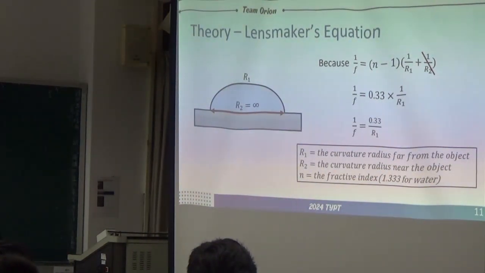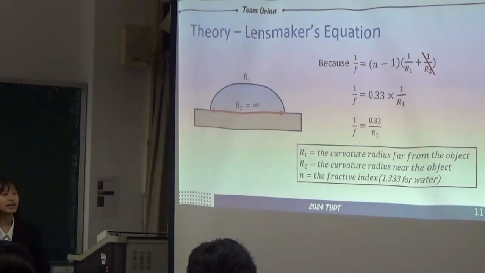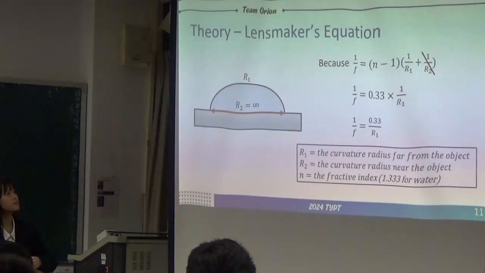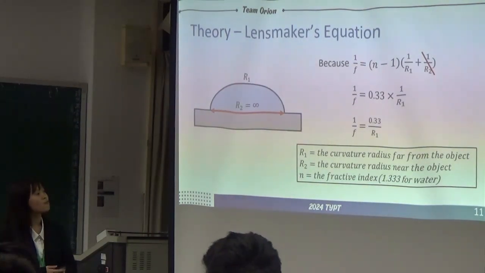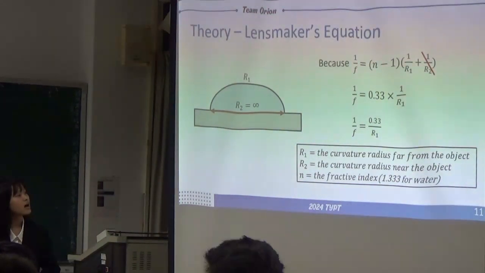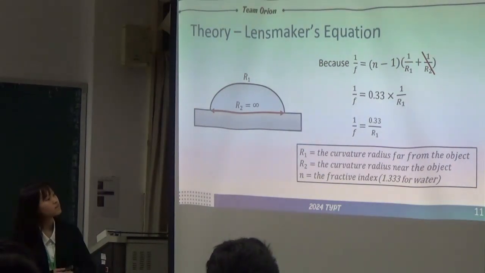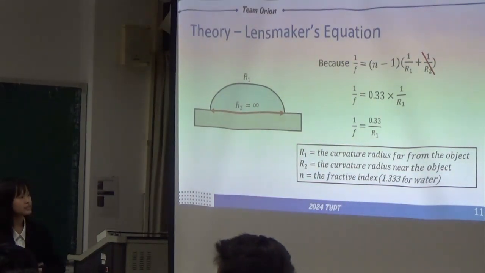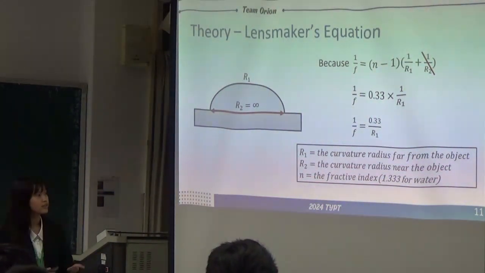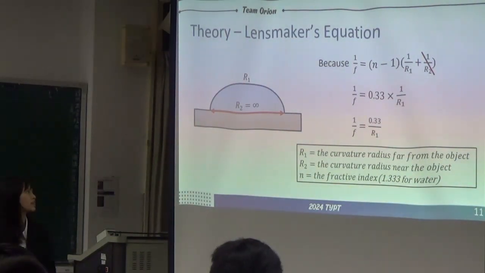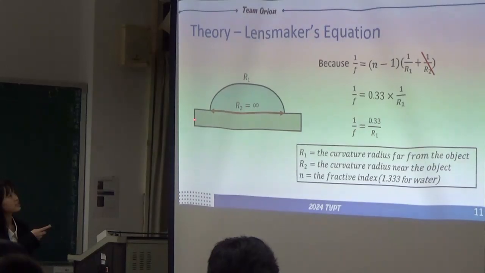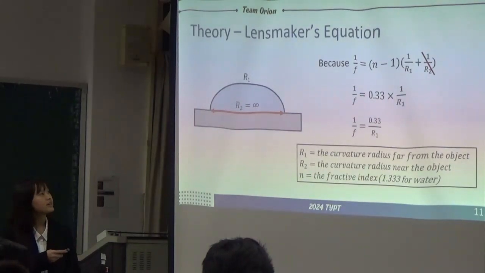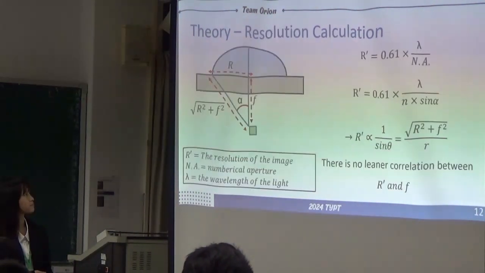Then is the lens matrix equation. And here I want to clarify that we assume our droplet is a thin lens. And here we define R1 as the curvature radius far from the object, and R2 is the curvature radius near the object, and n is the refractive index. And here, because we use water, it equals 1.53. And because R2 is a straight line, the curvature radius of R2 is infinite. So we can ignore it here.